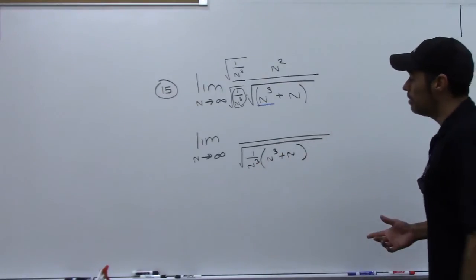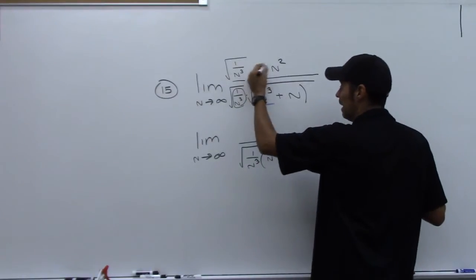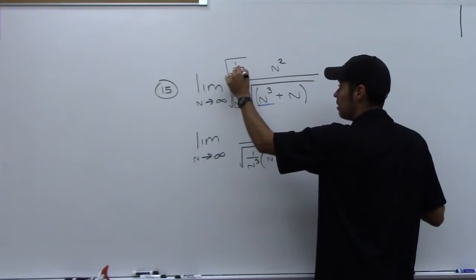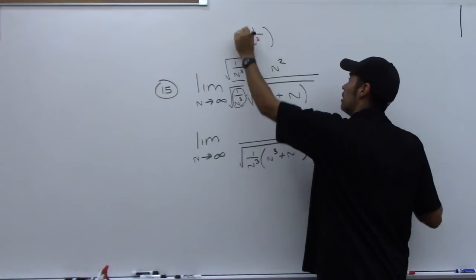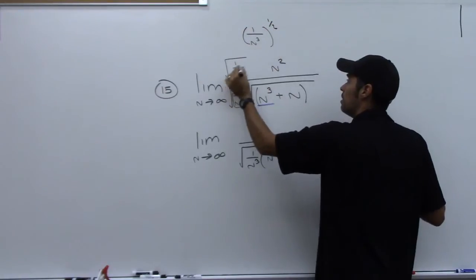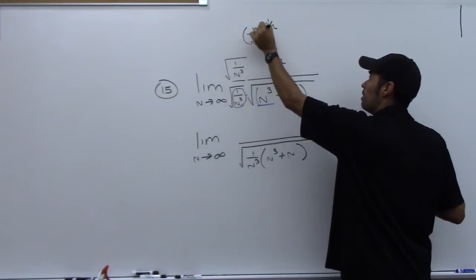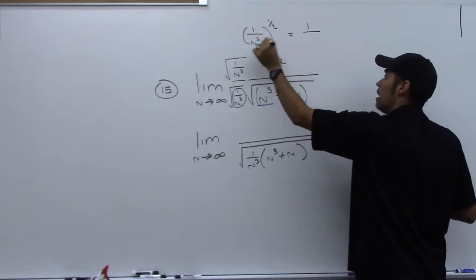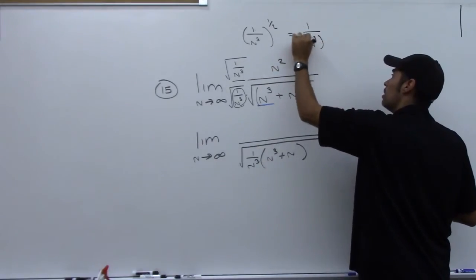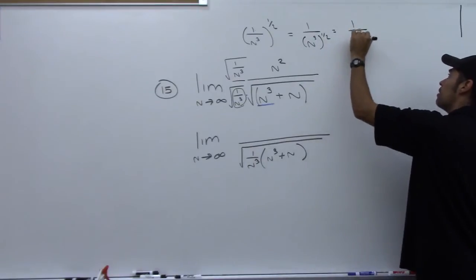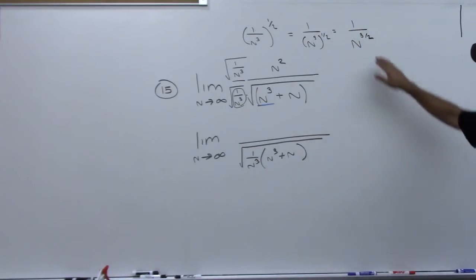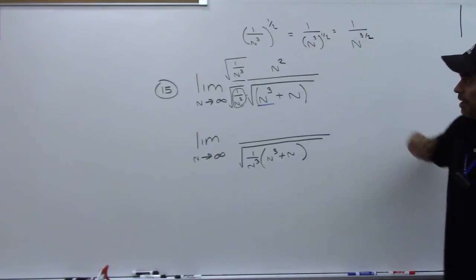Now on the top, this is a little more complicated, because this kind of looks ugly. So what I'll do is I'll rewrite this as 1 over n cubed to the 1/2. That's what this is. And then I'll raise 1 to the 1/2, which is 1, and I'll raise n cubed to the 1/2. So I get 1 over n to the 3/2. So that's what the top is, multiplying those two together.